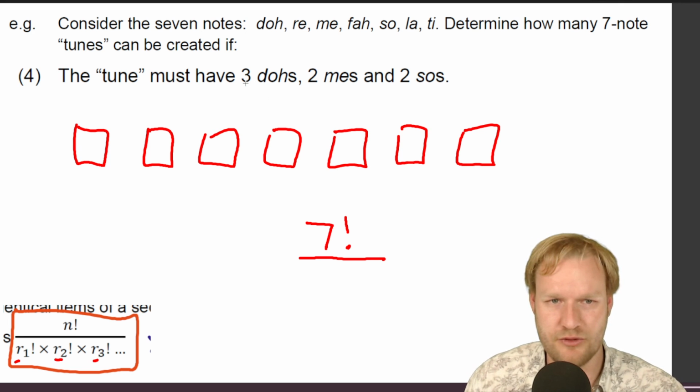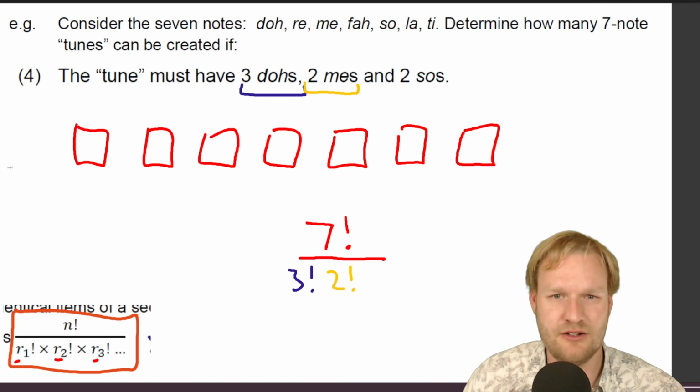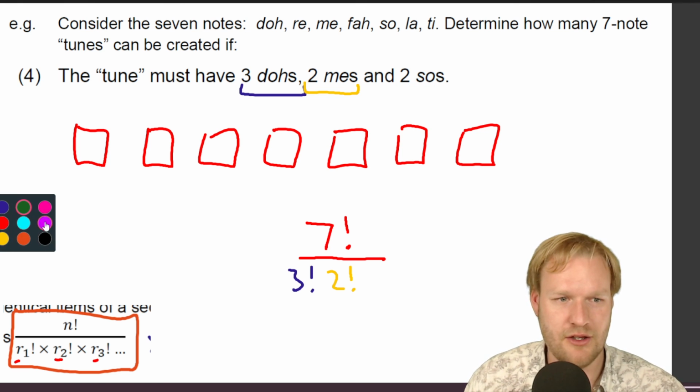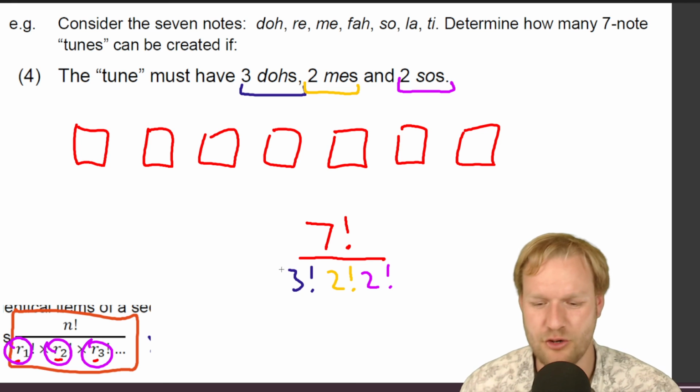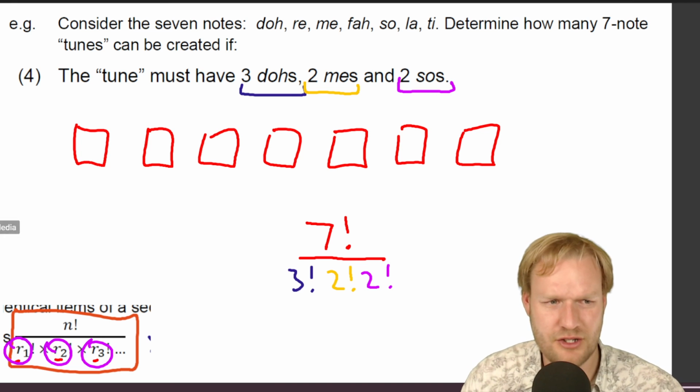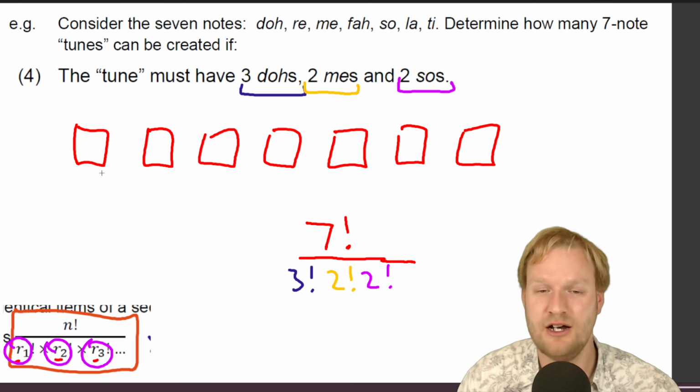In our denominator, we are going to look at all our repeated options. So in this case, we've got 3 repeated do's, so we're going to have 3 factorial. Then we've got 2 repeated mi's, so we're going to multiply by 2 factorial. And finally, we've got 2 sol's, so we're going to times by 2 factorial. So that's what each of these r's mean: which bits are getting repeated, and then you could think of the non-repeated things. But in this case, 3, 2, 2, that would fill our whole tune.